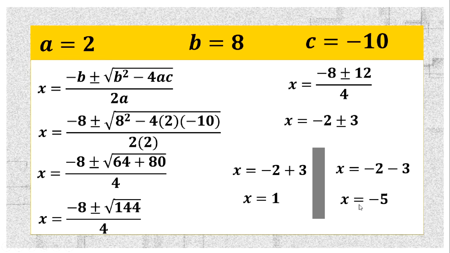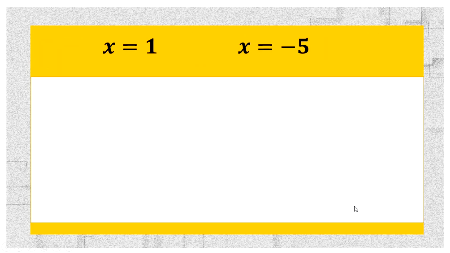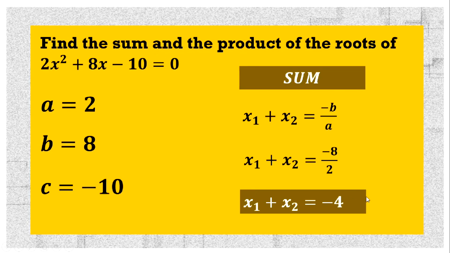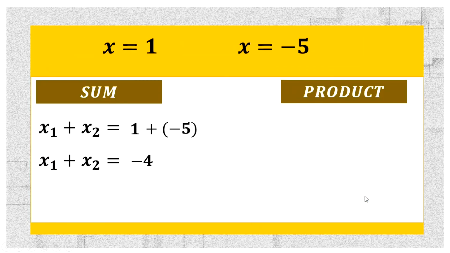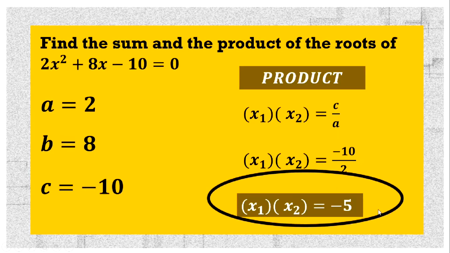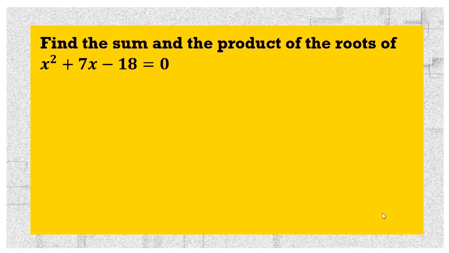Try lang natin kung tatama yung nakuha nating sum and product ng roots. Okay? Again, our roots are 1 and negative 5. Let us find the sum. So, simply, 1 plus negative 5 is negative 4. So, again, kanina, negative 4 yung nakuha nating sum. So, tama tayo. Next, how about the product? So, we have x sub 1 times x sub 2 is equal to 1 times negative 5. And 1 times negative 5 is simply negative 5. And yung nakuha nating product kanina, we have negative 5. So, tama tayo.